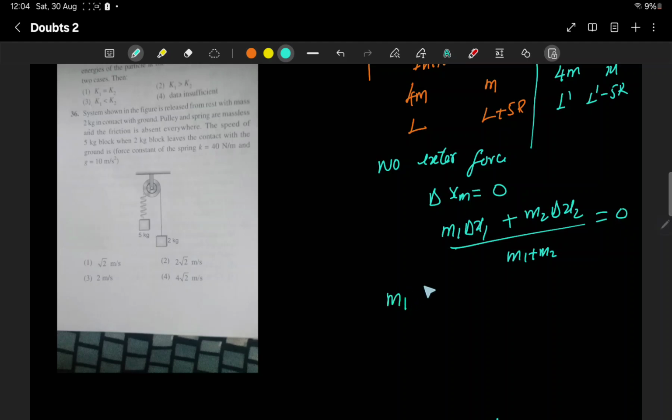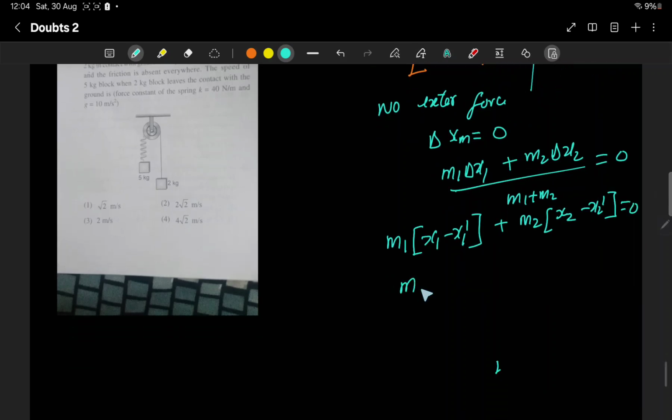So del x1 I can write as x1 minus x1 prime. x1 is the initial position, x1 prime is the final position of the first, plus M2 into del x2, which I can write as x2 minus x2 prime, for the second object. This should be equal to 0. So we can rewrite this: m1 x1 minus m1 x1 prime plus m2 x2 minus m2 x2 prime is equal to 0. Okay, this is what we are getting.